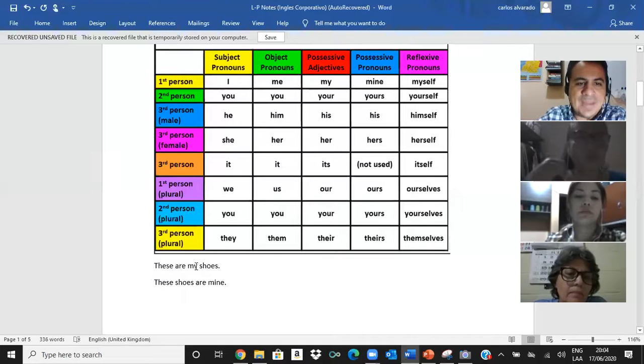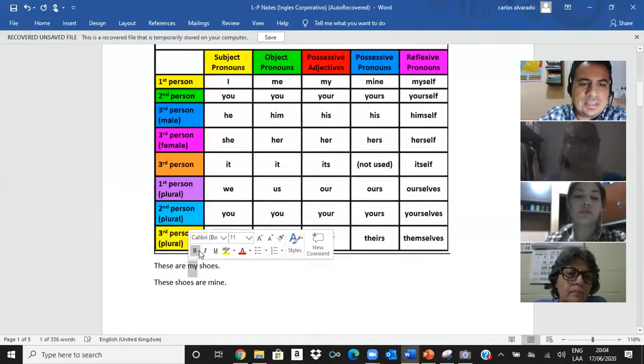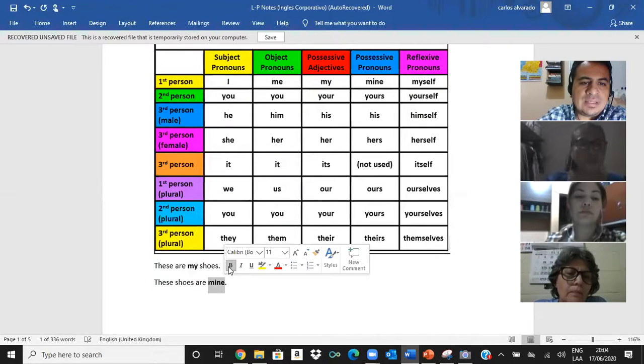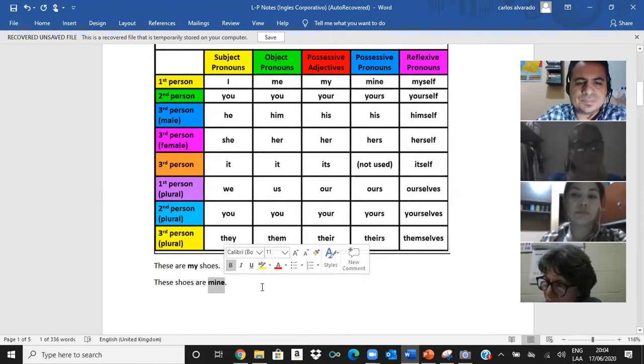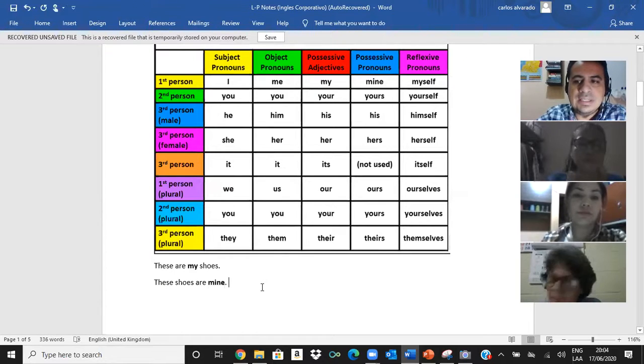So these are my shoes. And if I put the possessive pronoun at the end, these shoes are mine. So, el objeto, la cosa de lo que estoy hablando, va antes, si yo uso mine. Okay, yeah. So basically that's the rule that we have to remember.